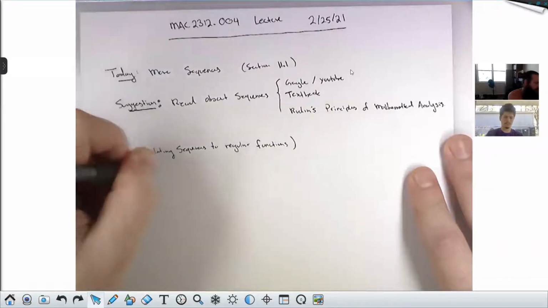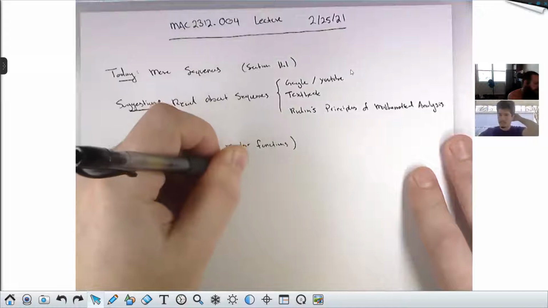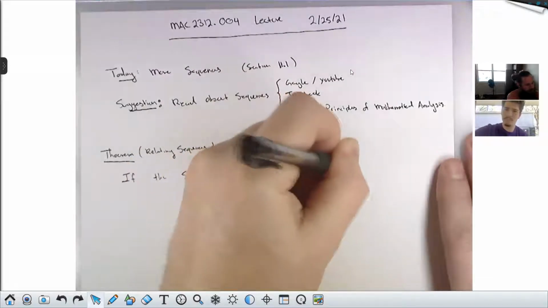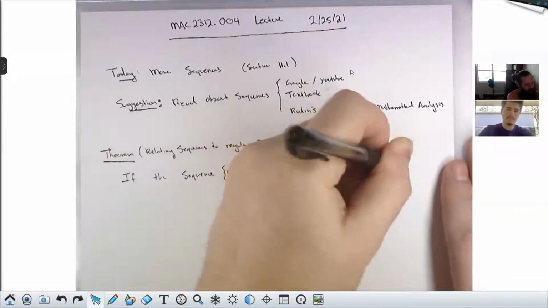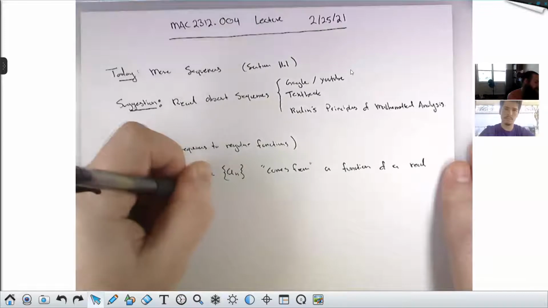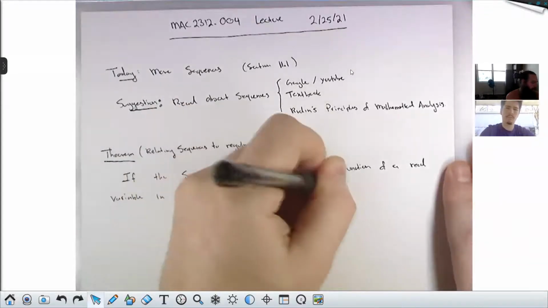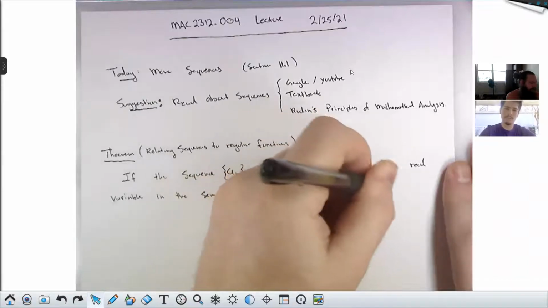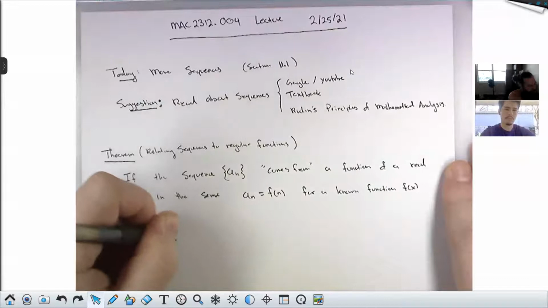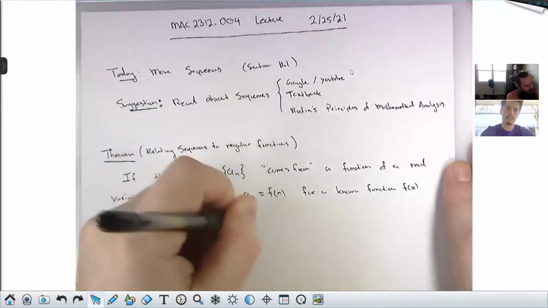The book has this theorem, and it just says if the sequence a_n kind of comes from a function of a real variable, in the sense that a_n is equal to f of n for a known function f of x, then the limit as n goes to infinity of a_n is equal to the limit as x goes to infinity of f of x.